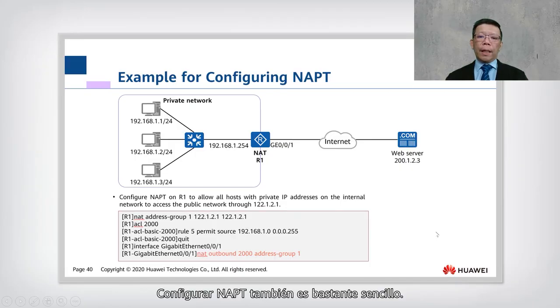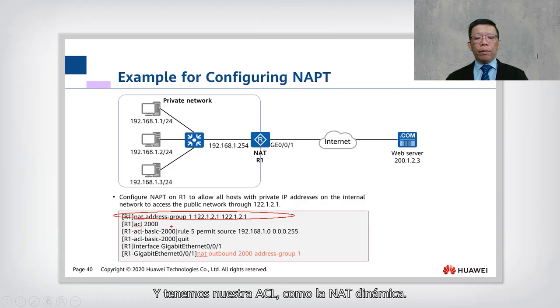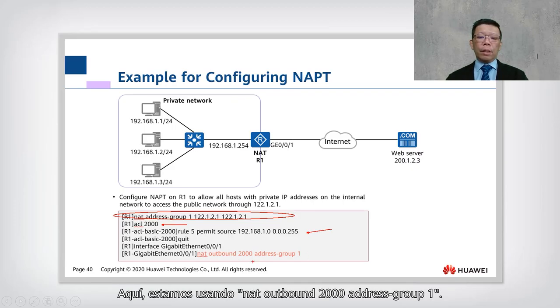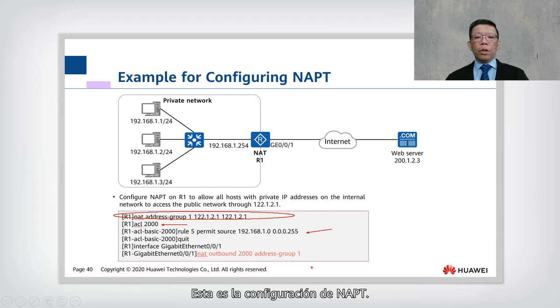For us to configure NAPT is also pretty easy as compared to the static and dynamic. This time we still have our NAT pool. So we are going to create a NAT address pool. You notice that they are creating only one pool. Then we have our ACL, just like the dynamic. Then here you notice that we are using nat outbound 2000 address-group 1. So this is the NAPT configuration.